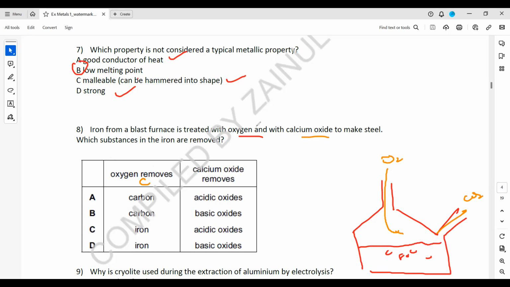And calcium oxide, because calcium oxide is a basic oxide, basic oxide will react with an acidic oxide. So what impurities will it remove? Acidic impurities or acidic oxide. So A will be the answer, because calcium oxide, CaO, reacts with silicon oxide and it will form CaSiO3, slag, calcium silicate.